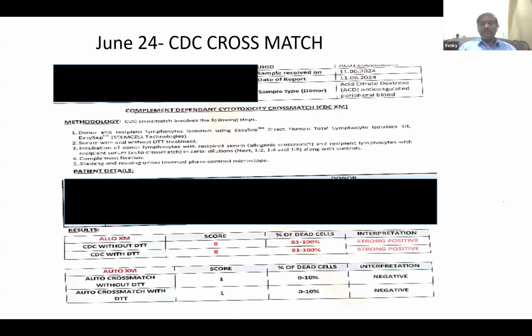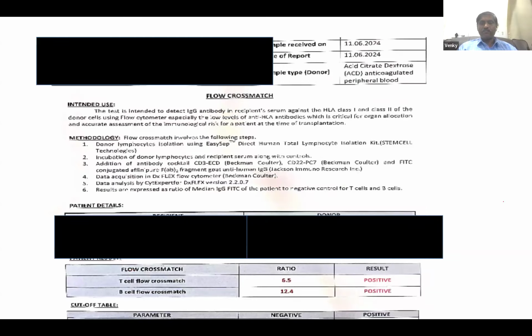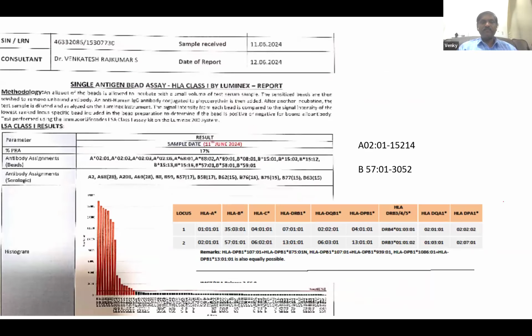In the month of June, when we repeated the cross-match for the transplant, the CDC turned out to be strongly positive. We presumed this to be because of the multiple blood products which he received because of the fistula rupture. His CDC was positive. We repeated a flow at that time. The flow was also strongly positive at that time. So both CDC and flow positive, we canceled the idea of proceeding with the transplant, and we did a DSA for him at that time.